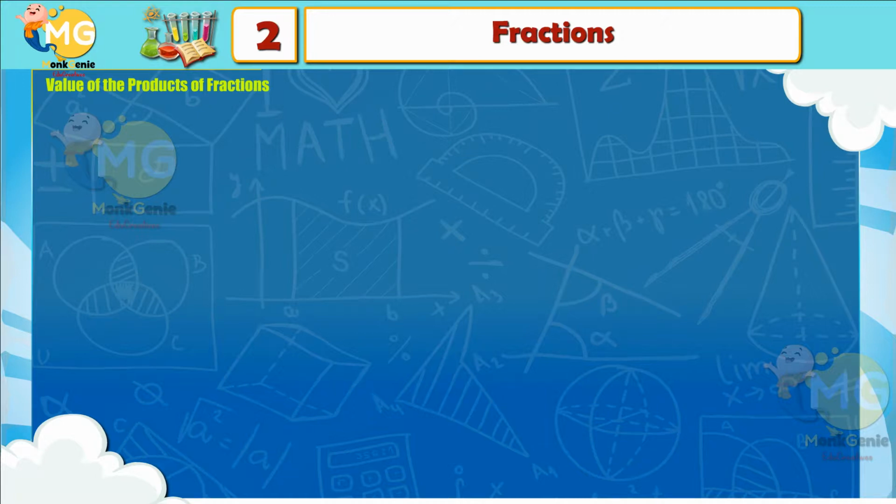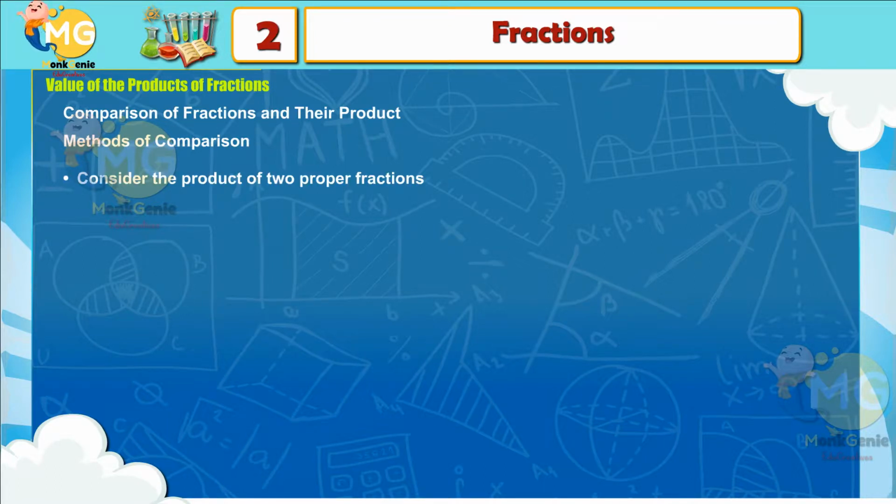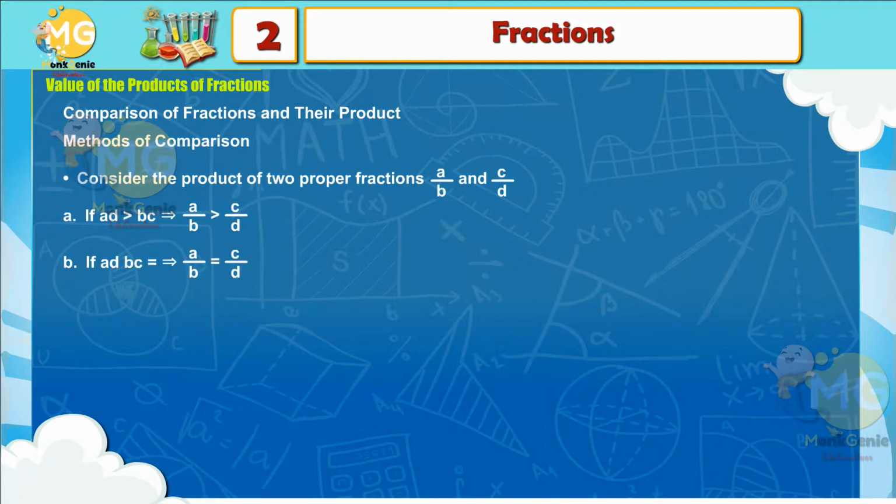Value of the products of fractions. Comparisons of fractions and their product. Methods of comparison. Consider two proper fractions, a/b and c/d. A. If ad is greater than bc, then a/b is greater than c/d. B. If ad is equal to bc, then a/b is equal to c/d. C. If ad is less than bc, then a/b is less than c/d.